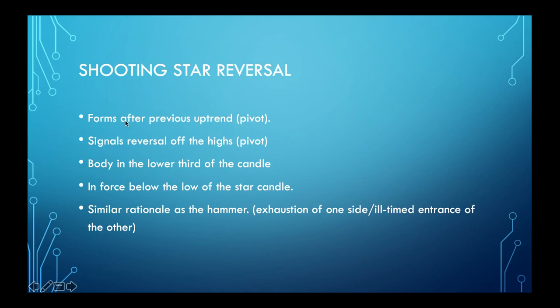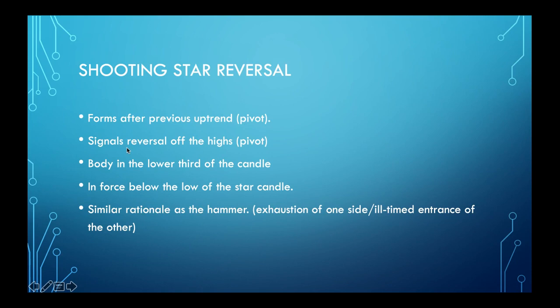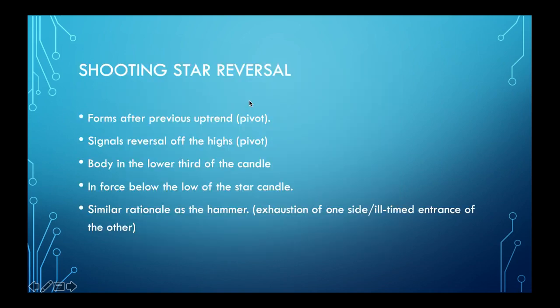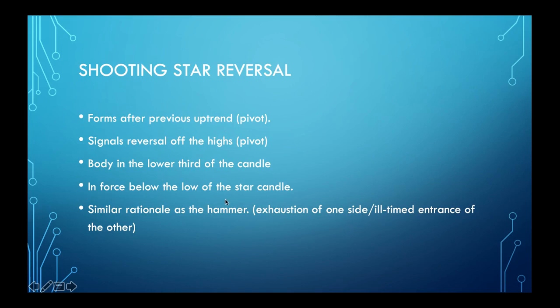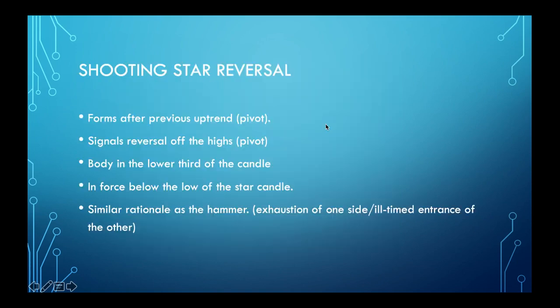This shooting star reversal forms after a previous uptrend or pivot, same deal, pivot. It's the opposite of a hammer. It signals a reversal off the highs. So we go to the highs and we reverse, and we see that with the buyer exhaustion and the pullback, there's that wick. Same as the hammer, we define the hammer and the star similarly. The body is, in this case, in the lower third of the candle. It goes in force below the low of the star candle, just like the hammer. We wait for it to form. The next candle goes in force once it breaks below the low of that star candle. And it's a similar rationale as the hammer: exhaustion of one side, ill-timed entrance of the other.